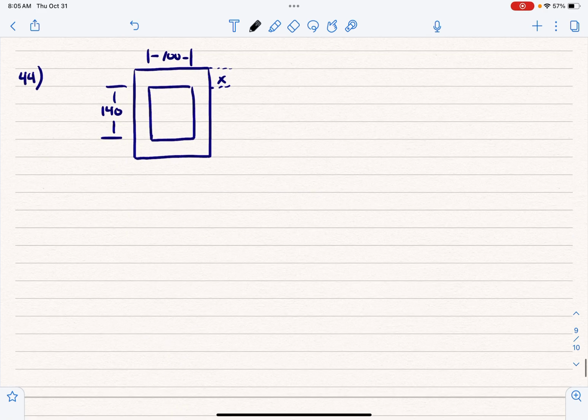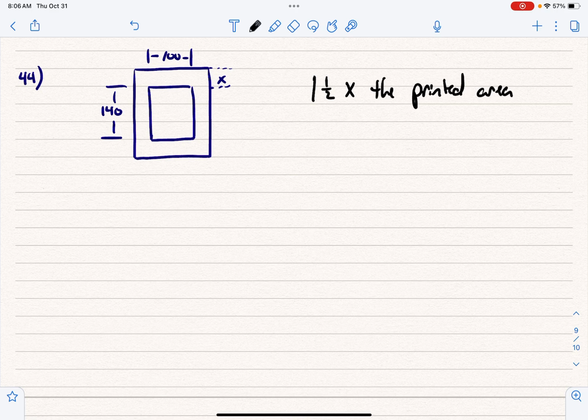Number 44 is a problem where it shows some kind of poster that has a printed area and also has a blank strip of uniform width around the edges. The perimeter of the poster is 1.5 times the perimeter of the printed area. This isn't about area, it's about perimeter. And so it says, what is the width of the blank strip? And that's our job to figure out.